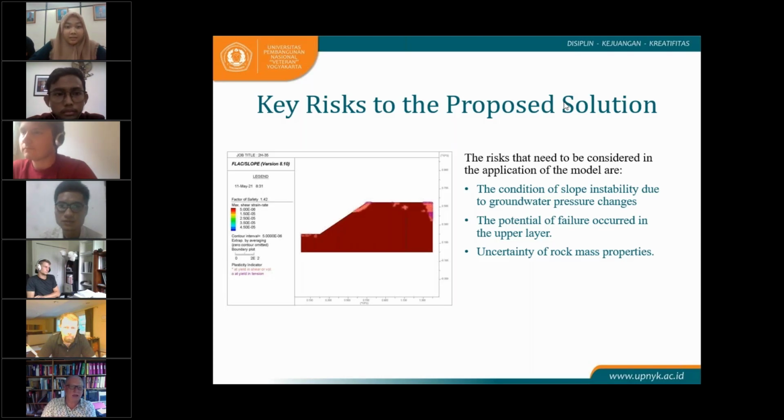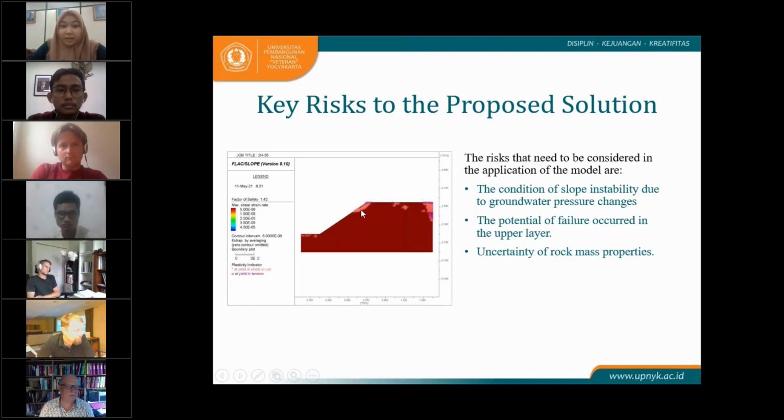By forcing one angle. Okay, I think it makes sense because we made the overall slope angle, and from the slide you can see the plasticity yield indicated in the upper layer. So it means that to manage the potential of failure, maybe we can decrease the slope angle here. I think it makes sense for making models like this. And maybe increase the slope angle in the lower layer.